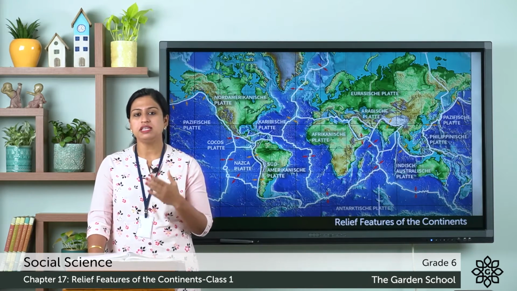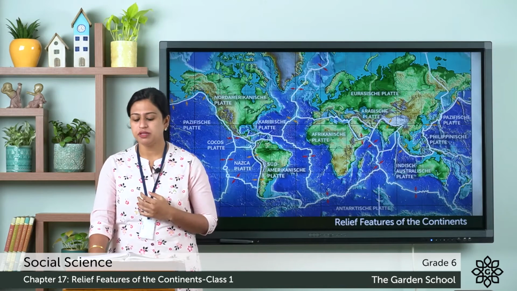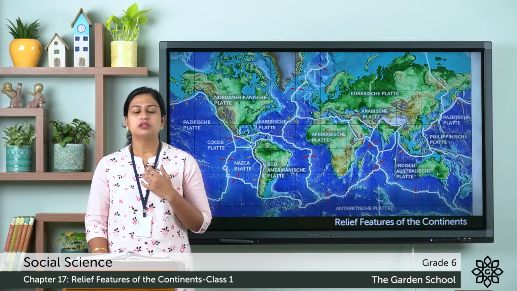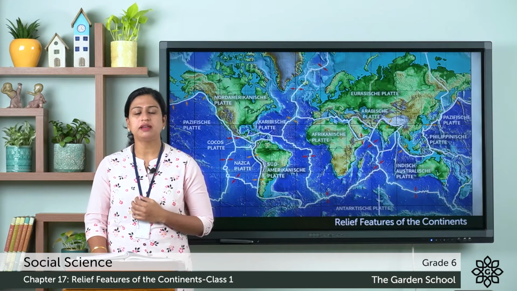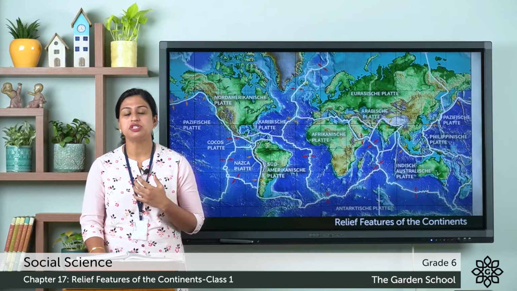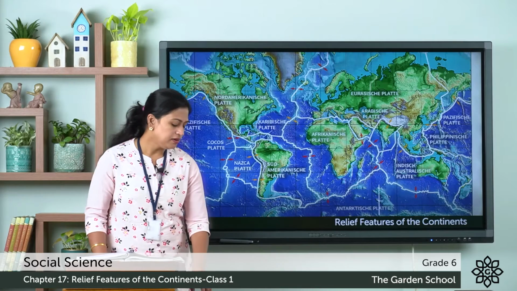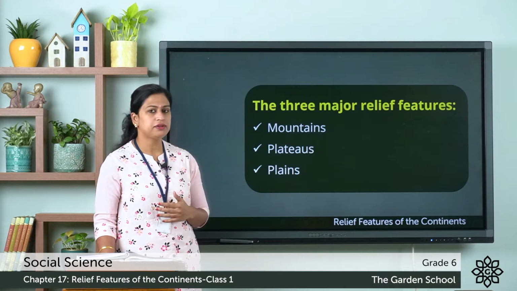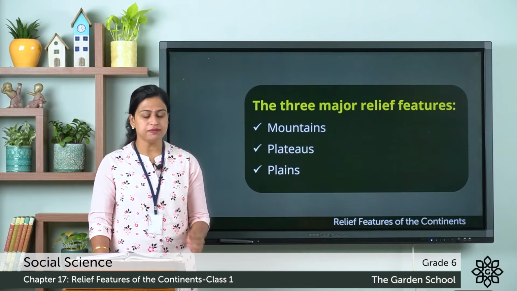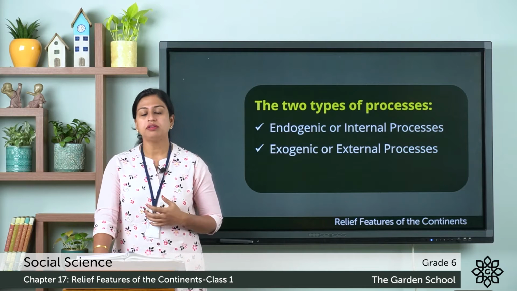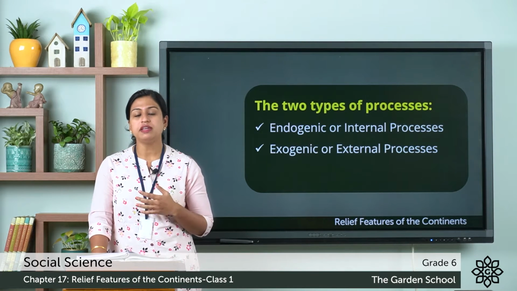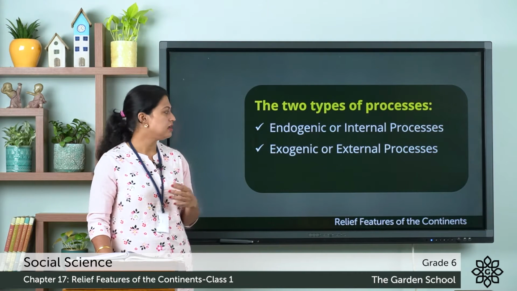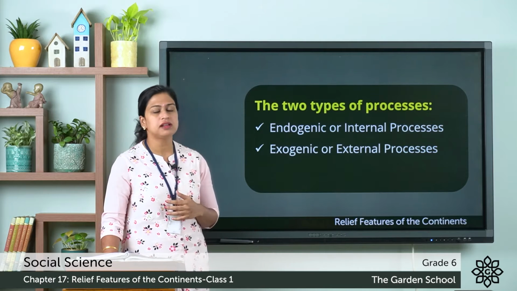So it is the movement of these tectonic plates that is responsible for the present position of the continents, oceans and their relief features. So we can say that the movement of tectonic plates causes changes in the shape of land, and there are 3 major relief features of the continents. They are mountains, plateaus and plains. And there are 2 types of processes that act upon the earth's surface to form various relief features, and they are endogenic or internal processes. The next one is exogenic or external processes.